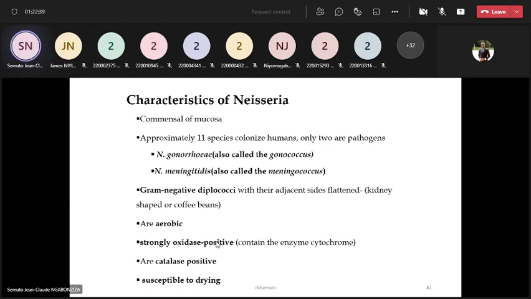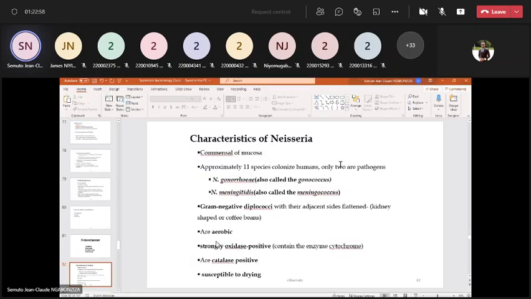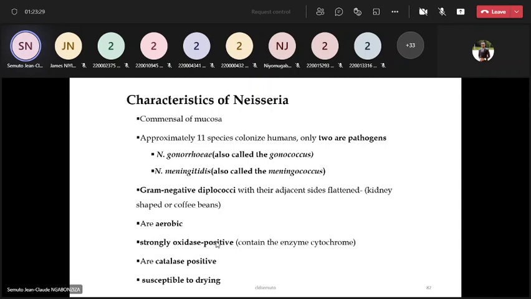Neisseria are commensals of mucosa, and there are approximately 11 species that colonize the human mucous membrane, but only 2 are pathogenic. Those are Neisseria gonorrhoeae, the cause of gonorrhea, also called gonococcus, and Neisseria meningitidis, the cause of meningitis, also called meningococcus. So those are the only 2 pathogenic species among the 11 species of Neisseria.